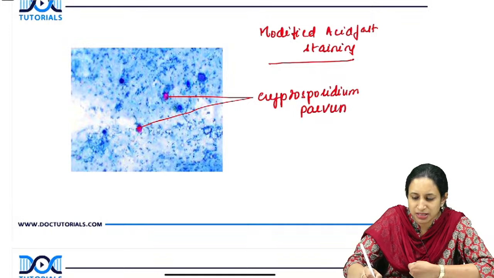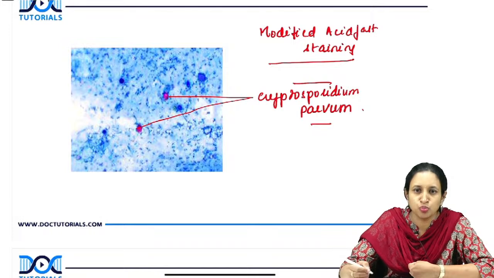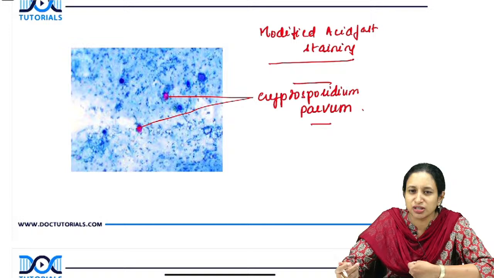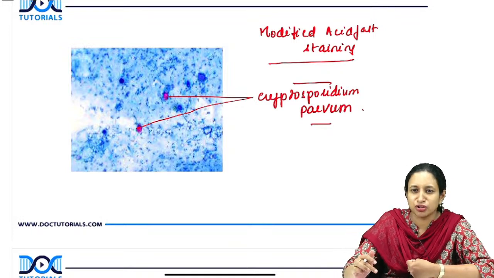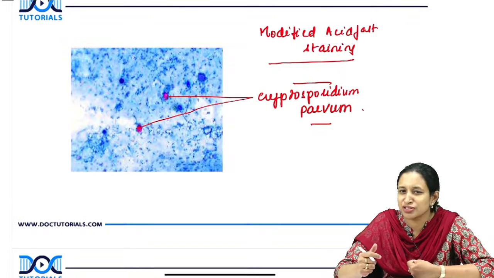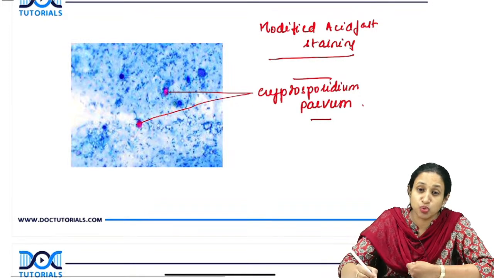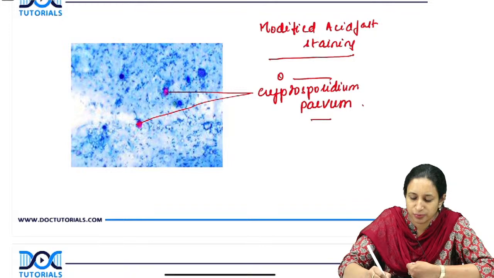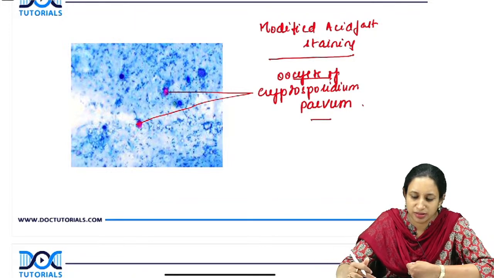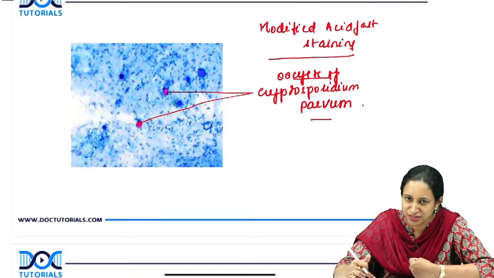So to identify the oocysts of Cryptosporidium parvum, you do modified acid-fast staining. It's also called Kinyoun's method, also known as cold staining. Now in modified acid-fast staining, the change that you make is the percentage of H2SO4, where you use 1% H2SO4 for staining. So this is to demonstrate the oocysts of Cryptosporidium parvum.